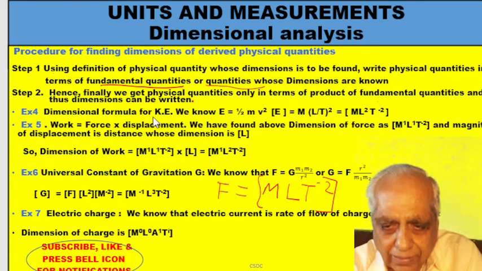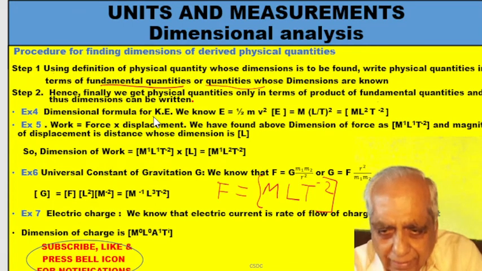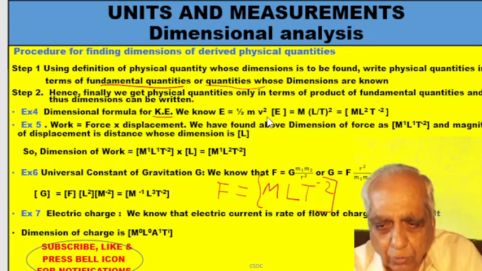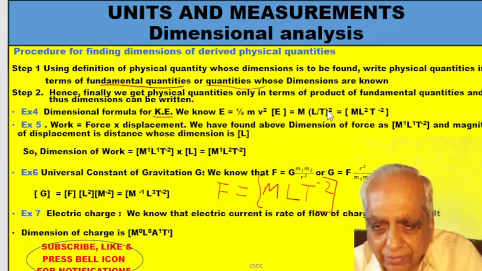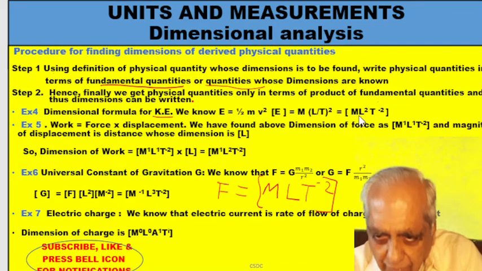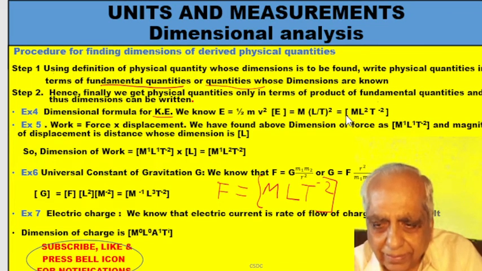We want to find the dimensional formula for kinetic energy. Kinetic energy means E is equal to half mv square. Half is a constant with no fundamental quantities, so m will come, and then v square. V I know is L upon T, bracket squared. Now expand this, so we get M L square T raised to minus 2. So these are the dimensions of energy or kinetic energy.